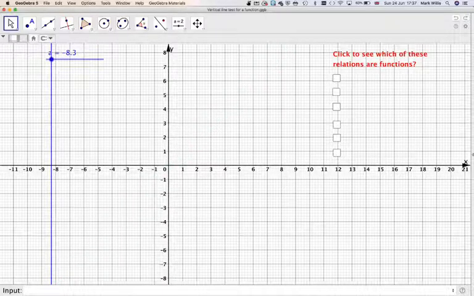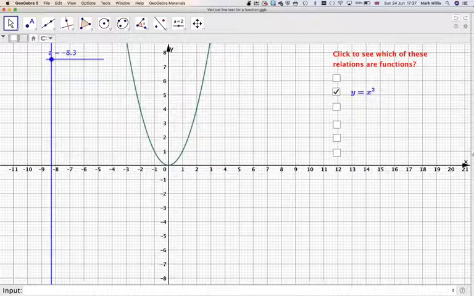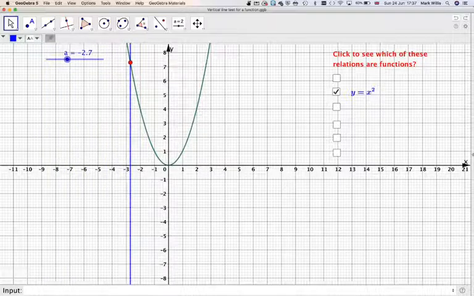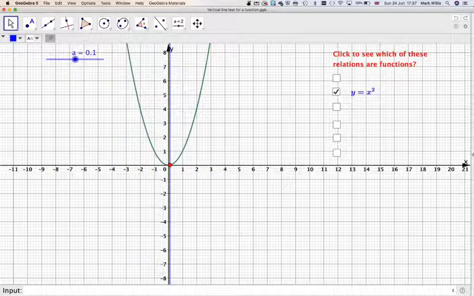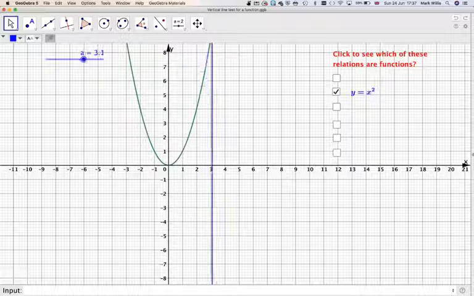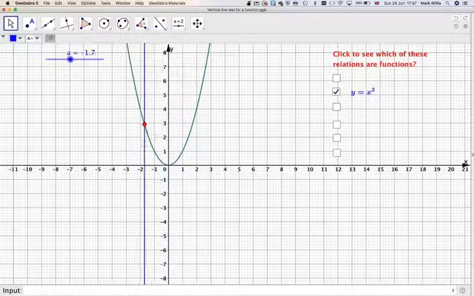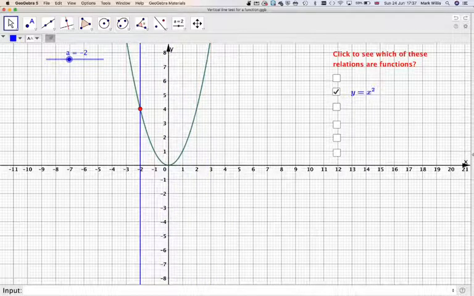So we look at y = x squared. If we draw that vertical line test, the dot appears once only, and therefore this is also considered to be a function. However, this is called a many-to-one function. For example, -2 and 2 both map onto 4. So this is called a many-to-one function.